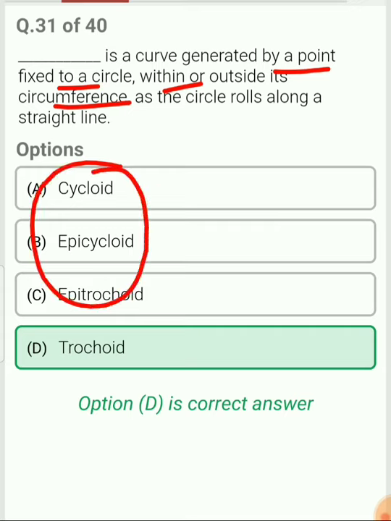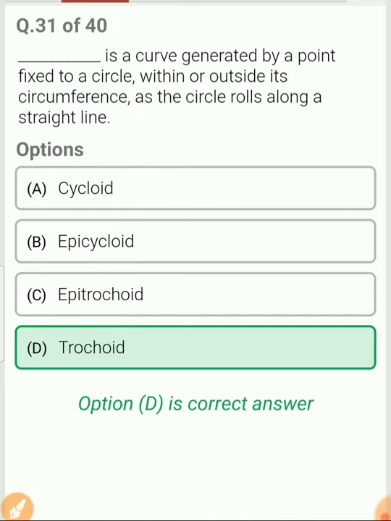So we have a circle which rolls on a straight line. A point may be inside or may be outside the circumference. In such a case, if the point is inside, it is called an inferior trochoid, and if the point is outside, it is considered a superior trochoid. But in this question, there is nothing mentioned about whether the point is inside or outside. It may be outside or inside. So in this case, the curve which you will get is the trochoid.